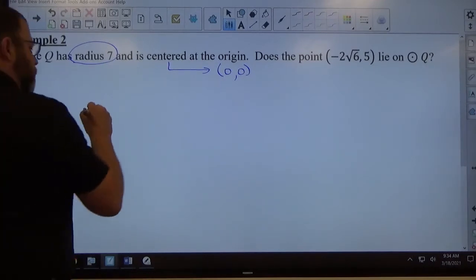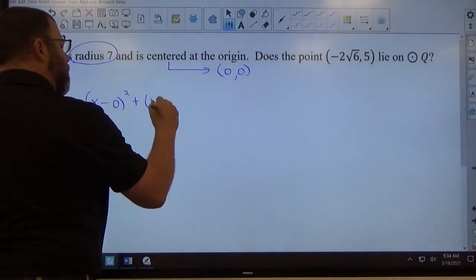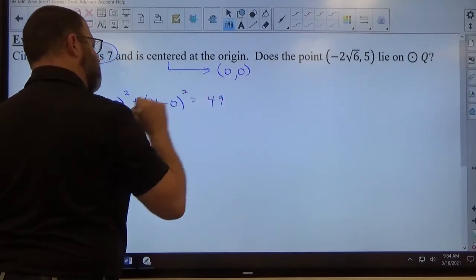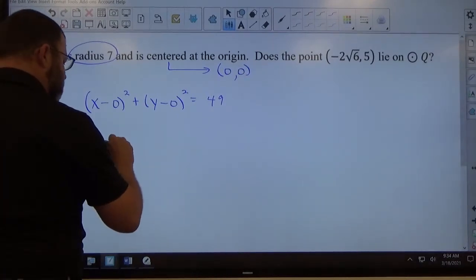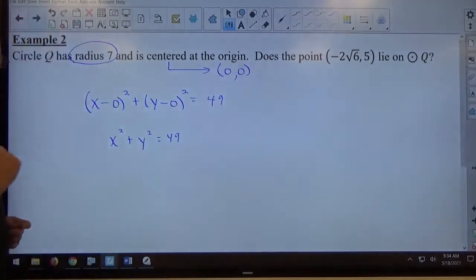So I'm going to put x minus 0 squared plus y minus 0 squared is equal to 7 squared, which is 49. Now that's the official correct answer for the equation of the circle. In the event that you have x minus 0 or y minus 0 squared, you can simplify that equation down to x squared plus y squared equals 49. For me, it's easier to look at.